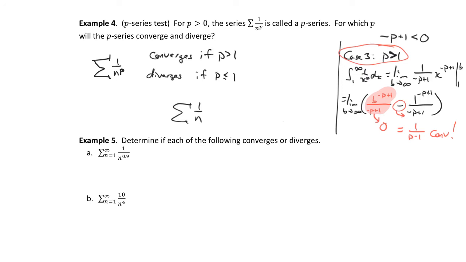So just really quickly, let's do a couple examples here, determine if each of these converges or diverges. 1 over n to the 0.9. Well, in this case, p is equal to 0.9, which is less than 1. So this guy diverges by the p-series test.